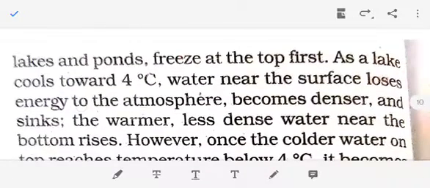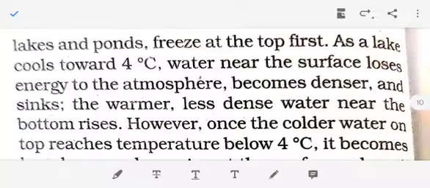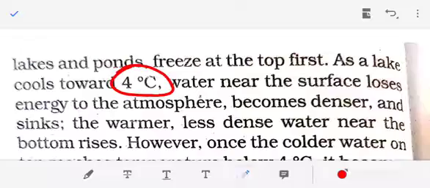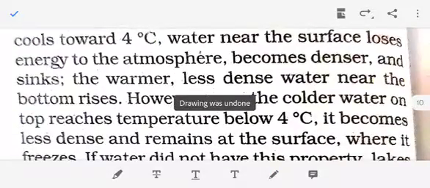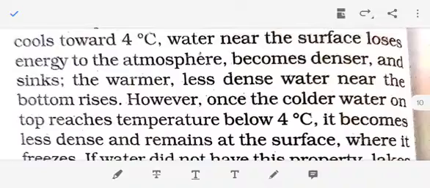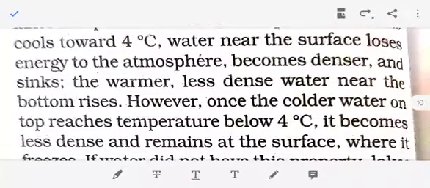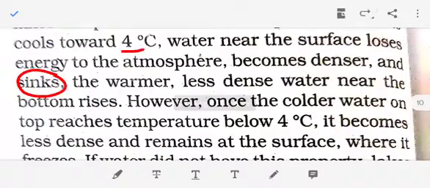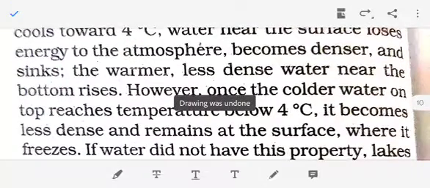Okay. Why? As a lake cools towards 4 degrees Celsius, water near the surface loses energy to the atmosphere and becomes denser, because the density of 4 degrees Celsius water will be more than any other density. So the water on the surface becomes denser when it reaches 4 degrees Celsius and sinks, because its density is greater, and the warmer, less dense water near the bottom rises.